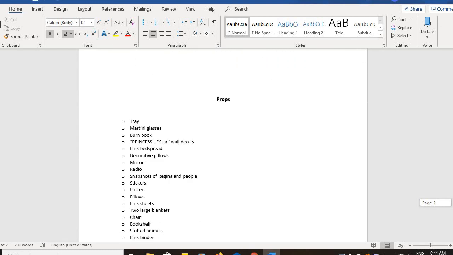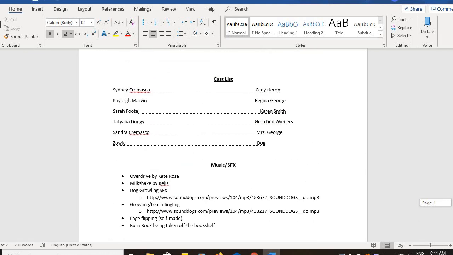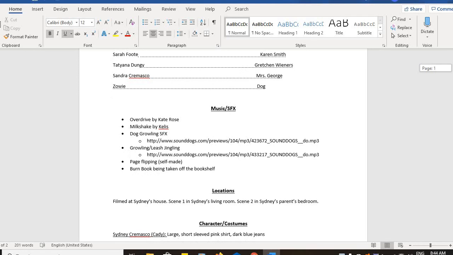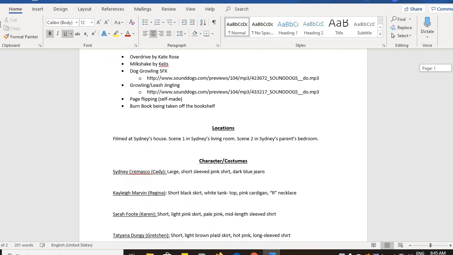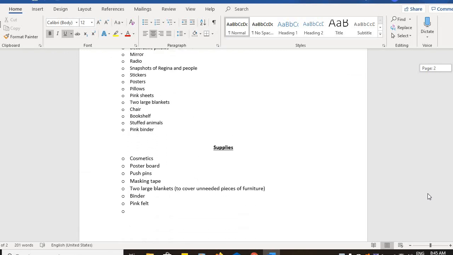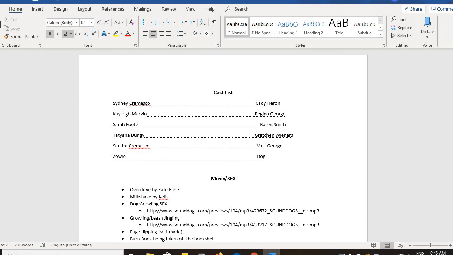So, after you've written your script, you start breaking it down into the project overview. Okay, pretty simple. Page 1, all that information about your group members, what work they're doing, and a description and running time for your scene. Page 2, your cast list, your music and sound effects list, your locations, characters and costumes, props and supplies. But that will all come after your story is written. This is just a look ahead as to what you need to do.